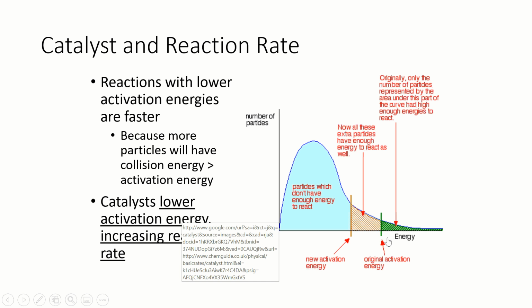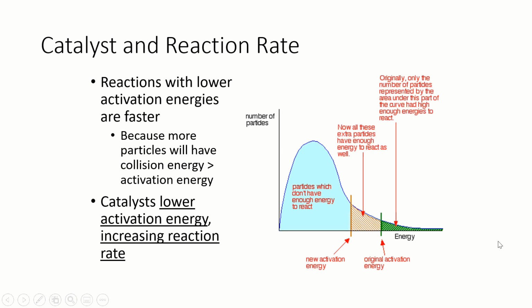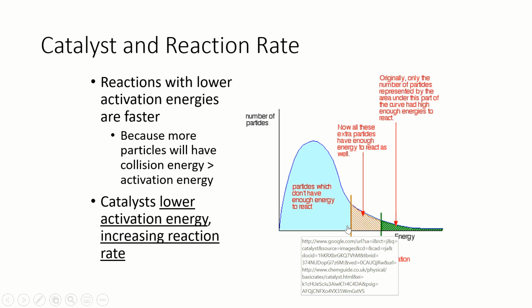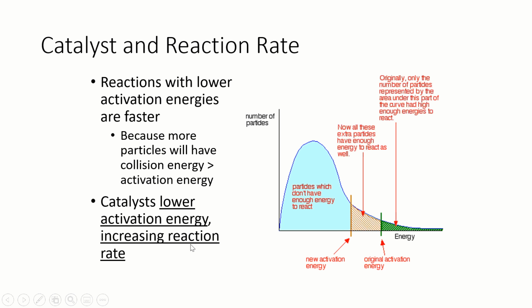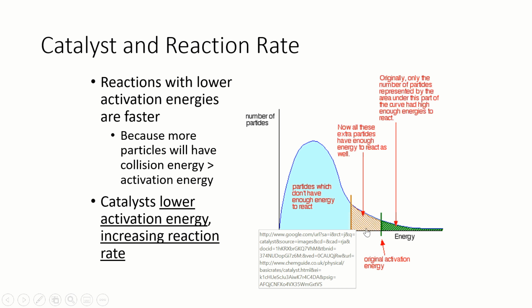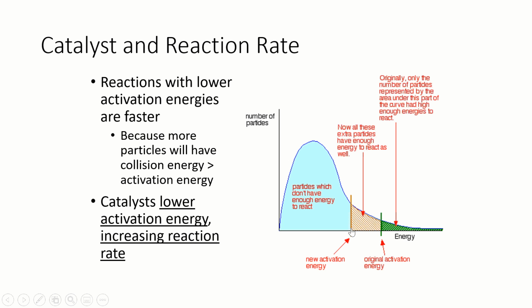And with catalysts, the way that catalysts speed up a reaction is they lower the activation energy, and that will increase the reaction rate because now more particles will have sufficient energy to make it past the activation energy barrier because you have lowered that barrier. So now a greater fraction of your sample has enough energy to react.